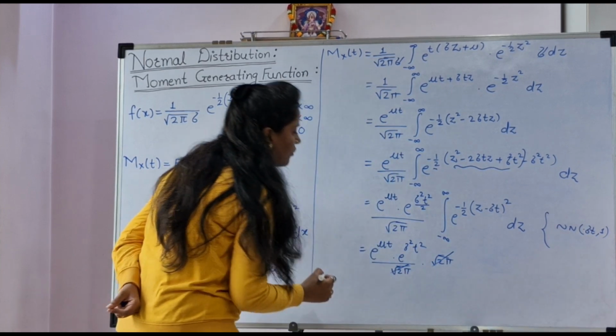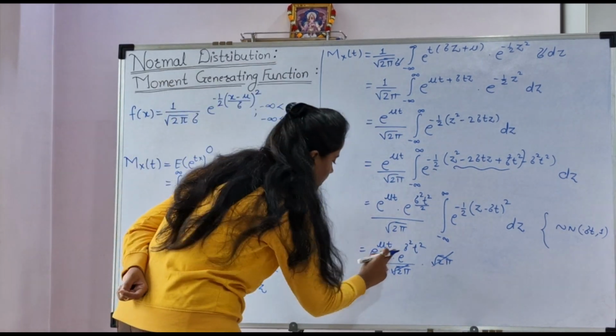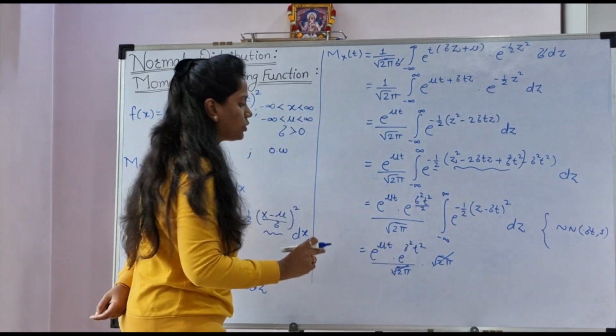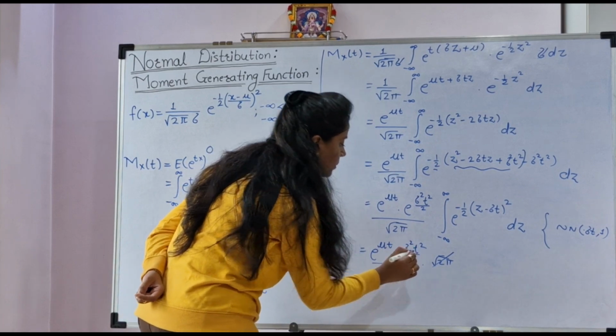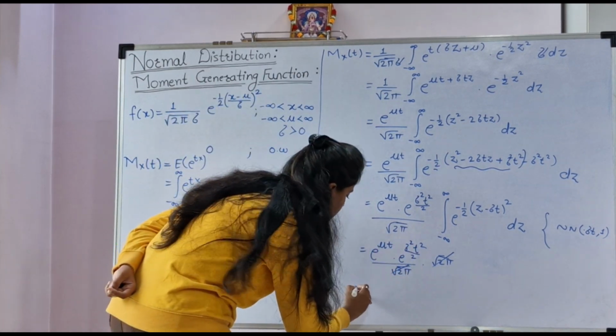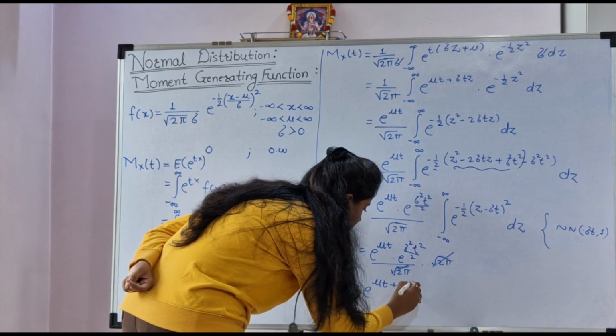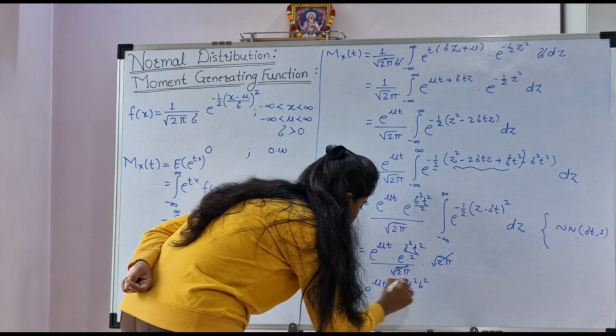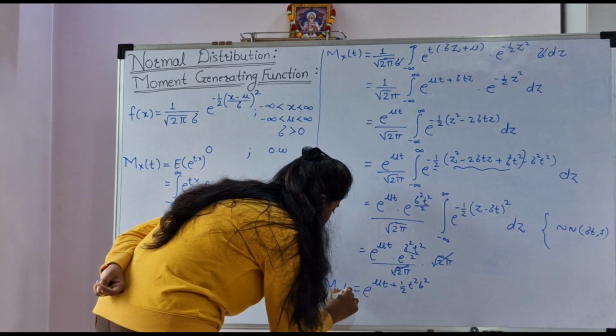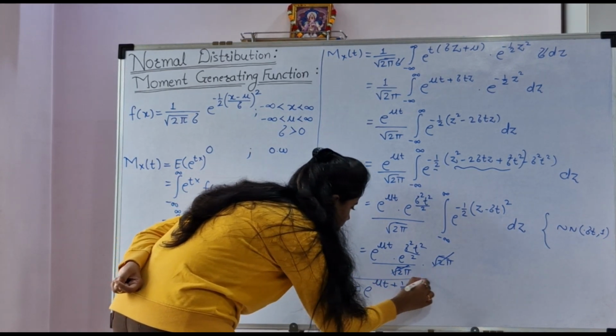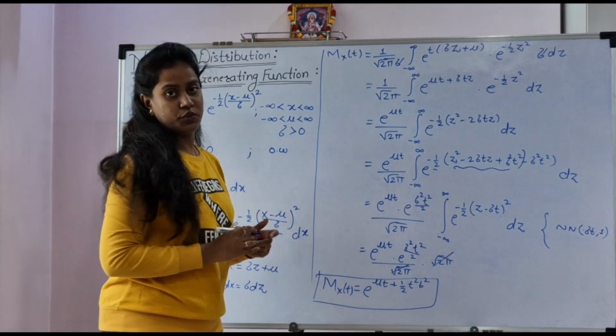Now this root 2 pi will get cancelled. So what we will get? E to the power mu t into e to the power sigma square t square by 2. So we can write this as e to the power mu t plus half t square sigma square, and this is the moment generating function of a normal distribution.